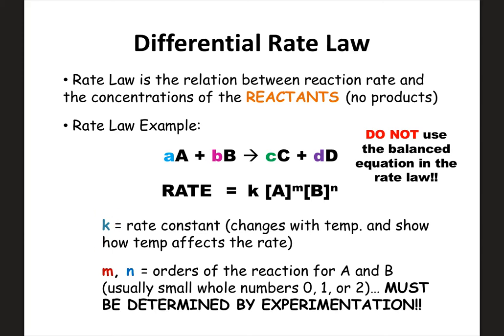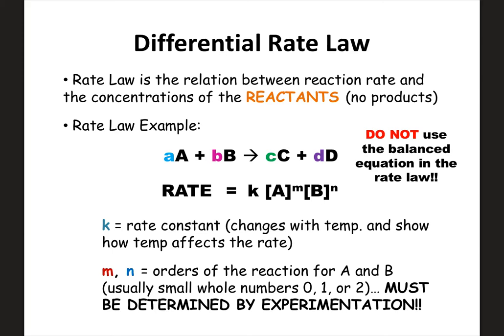k is this rate constant. It will change with temperature, and it can show how temperature affects the rate of the reaction. And then m and n are what we call the orders of the reaction for A and B. Typically, they are small whole numbers, usually 0, 1, 2, and you have to determine them by experimentation. That's key, all right? We're not just taking the coefficients here and making them these exponents, making them the orders of the reaction. You cannot use the balanced equation to write the rate law.